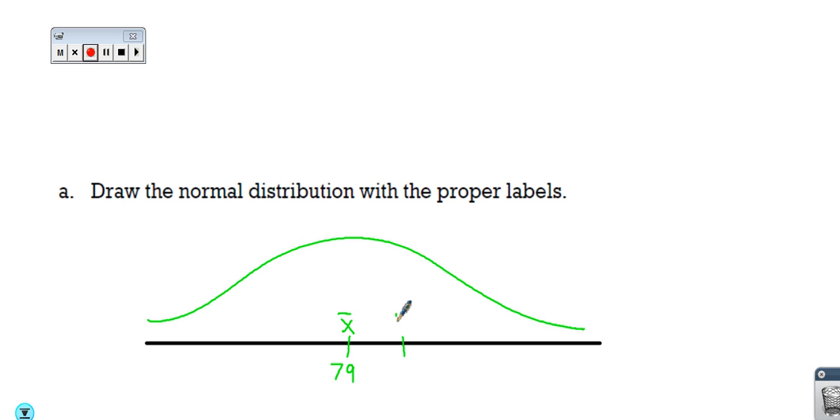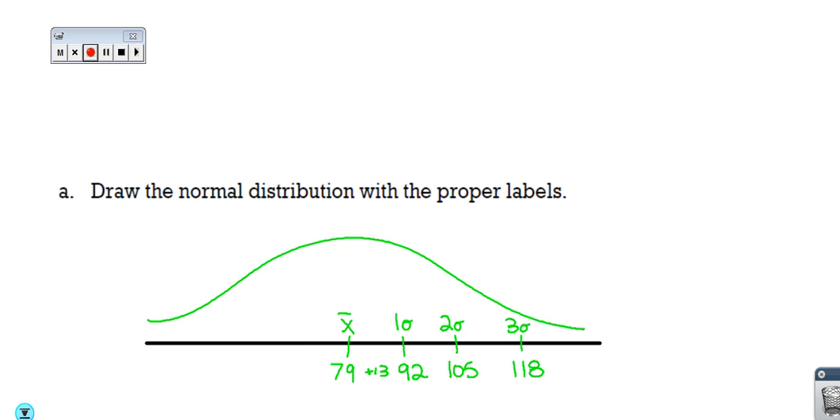To the right, I'm adding one standard deviation away. So I'm going to take the 79 and I'm going to add the 13 to get to our next mark on our normal distribution. So 92. Again, if I add another standard deviation, we're at 105, and if we are 3 standard deviations away, we add 13 again to get 118.